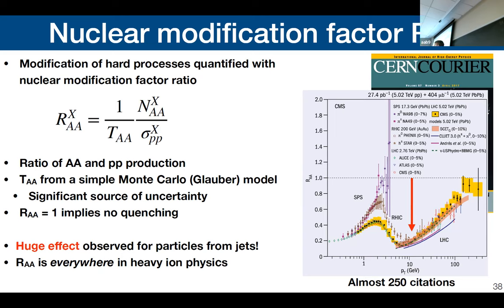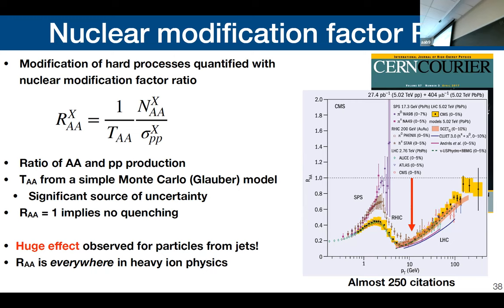Because you can express the yield in a lead-lead collision as just a superposition of many proton-proton collisions, right? So if you just add proton-proton collisions, with no quenching or anything like that, you should get a value where the numerator and denominator are the same. So we can measure this RAA.